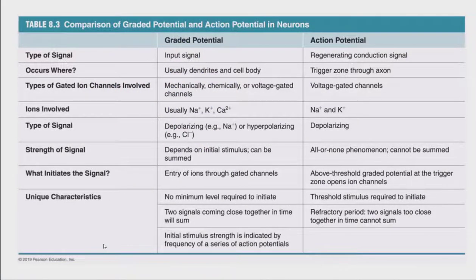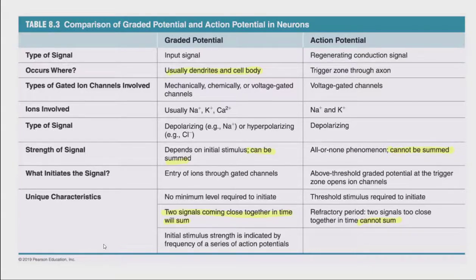The last thing I'm going to do is leave you again with this table of graded versus action potentials, because we now have the ability to look at more of this information. And so one of the things that you'll see here is that graded potentials, which again occur in the dendrites and cell body, can sum, whereas action potentials do not sum. And then strength of the signal can be summed. Action potentials cannot be summed. So that means they can't be added together.